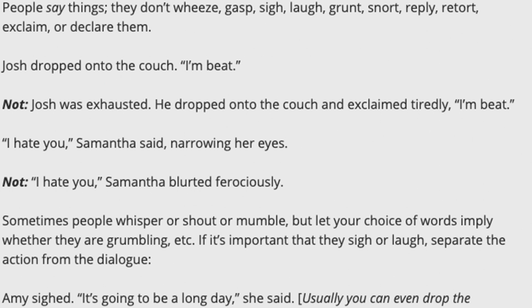Sometimes people whisper or shout or mumble, but let your choice of words imply whether they are grumbling, etc. If it's important that they sigh or laugh, separate the action from the dialogue. Amy sighed. "It's gonna be a long day," she said. Now, I agree with most of this, but I do sometimes use asked as a dialogue tag, or replied. Just make sure to keep them simple. They don't all have to be said, but they shouldn't be things like gasp or wheeze.